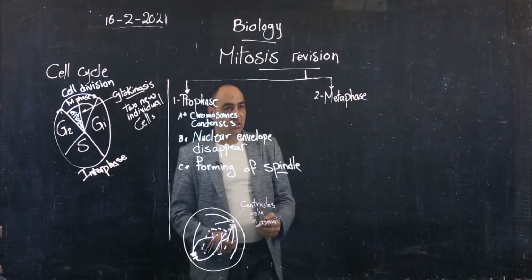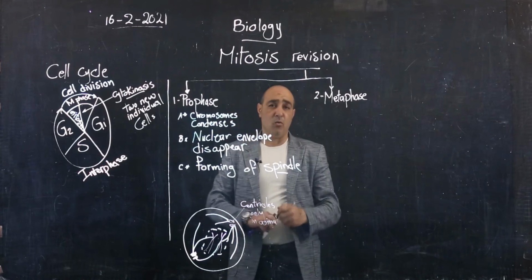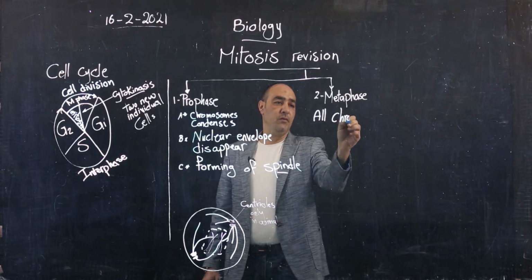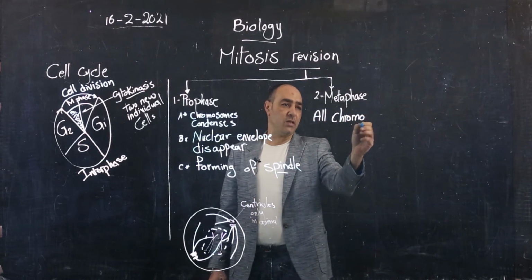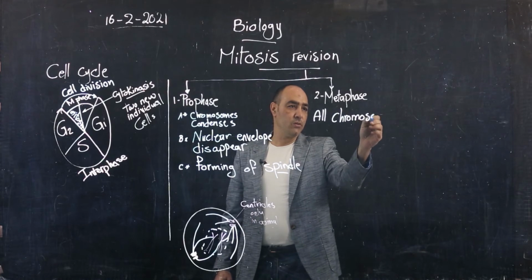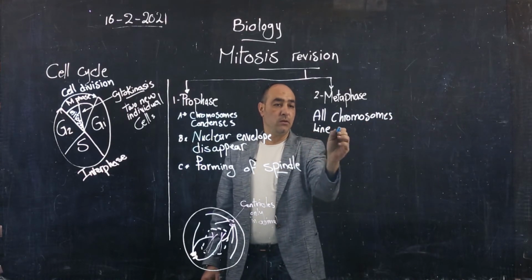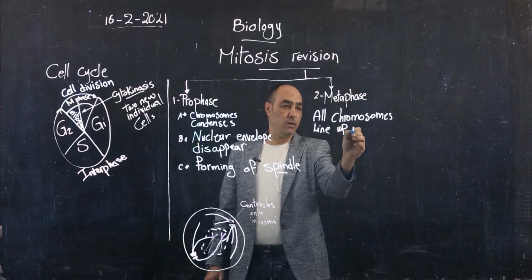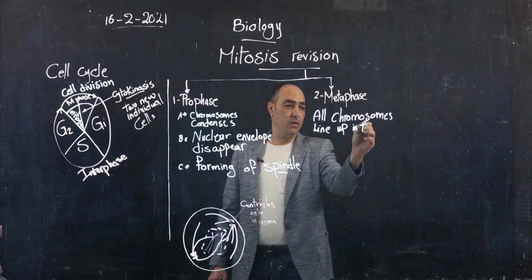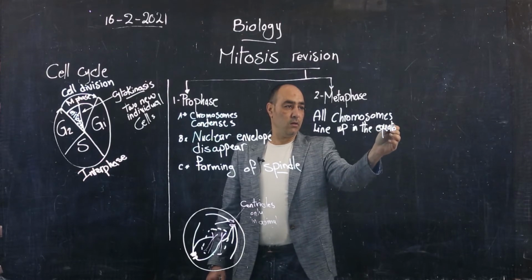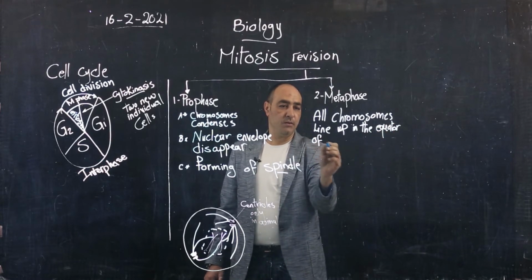So in the metaphase, it's one event. All chromosomes line up in the middle, or the equator, of the cell.